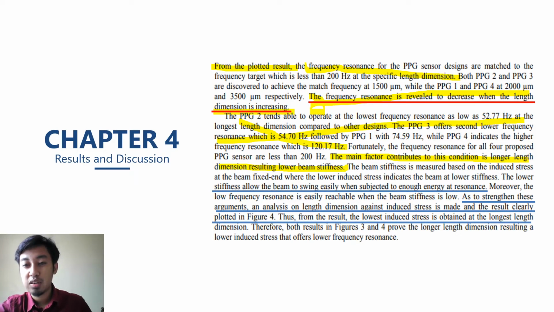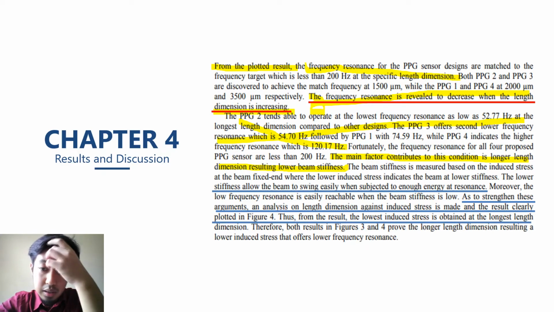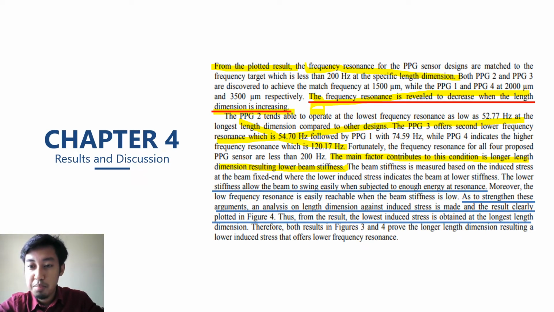The main factor contributing to this condition is the longer length dimension, resulting in low beam stiffness. Let's discuss it deeply. The beam stiffness is measured based on the induced stress at the beam fixed end, where lower induced stress indicates the beam has lower stiffness. The lower stiffness allows the beam to swing easily, so you need to justify why. The lower stiffness allows the beam to swing easily when subjected to enough resonance energy.